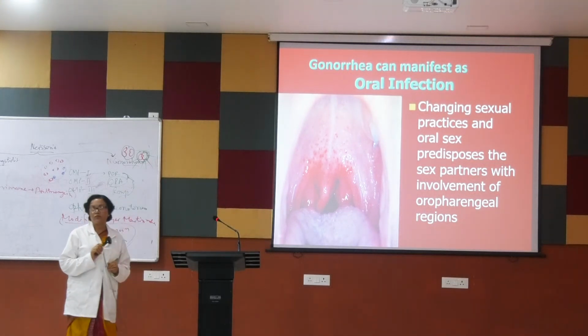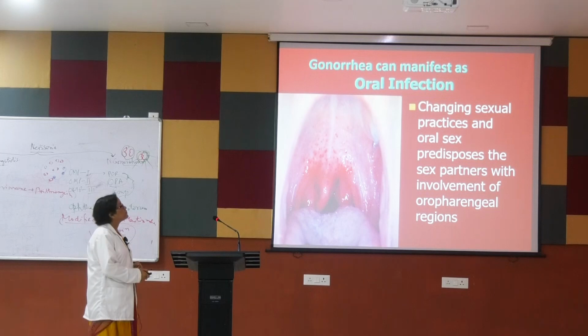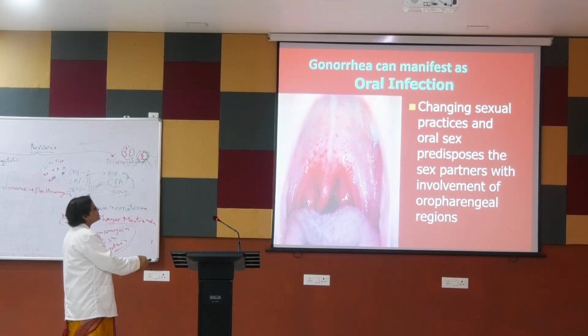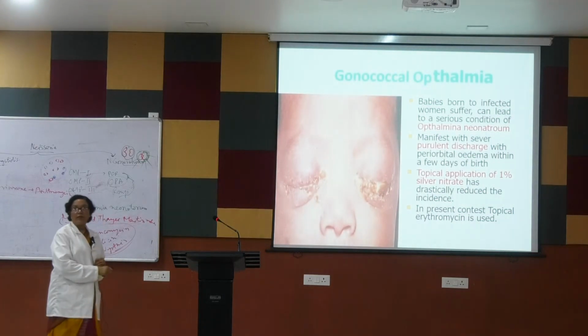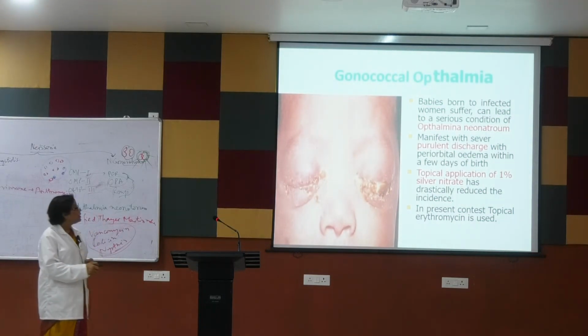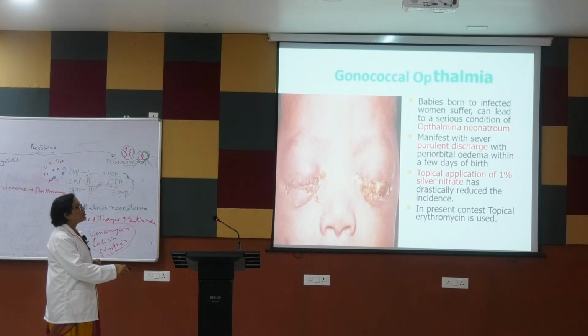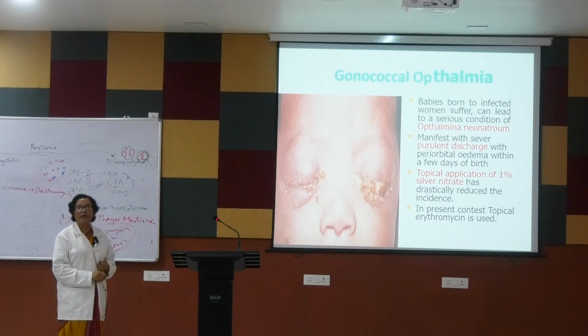Oral infection, due to changing sexual practice and oral sex. Then ophthalmia neonatorum, an eye infection, with severe discharge and periorbital edema. Prophylaxis is topical application of 1% silver nitrate.